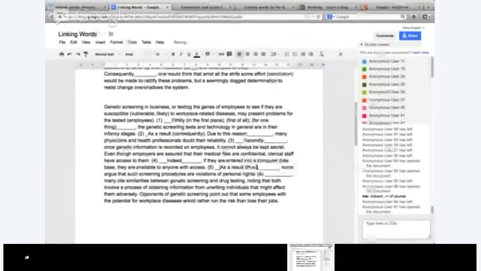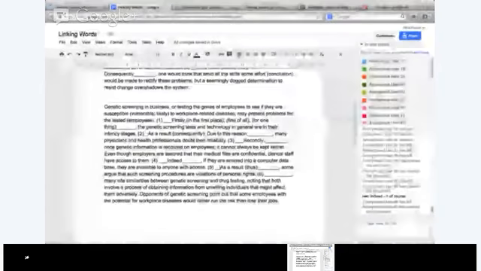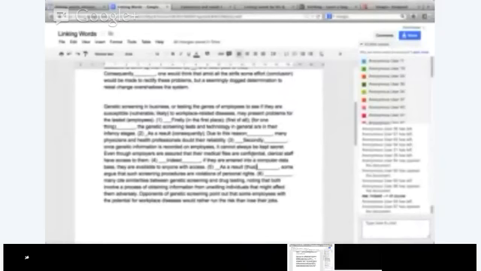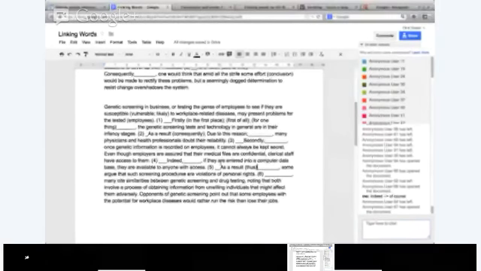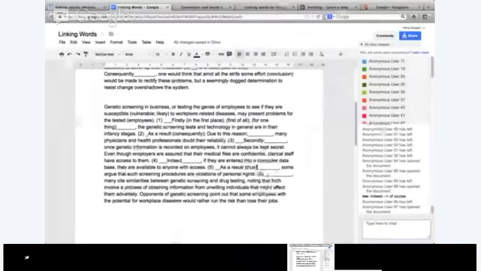Thus, some argue that such screening processes are violations of personal rights. Okay? Is that clear? As a result of this problem, people are arguing that screening procedures are violations of personal rights. So you're summarizing. Is that okay with everyone? Is everybody comfortable with why we did? Yes. I'd like to read the very last sentence. So number 6 over here.